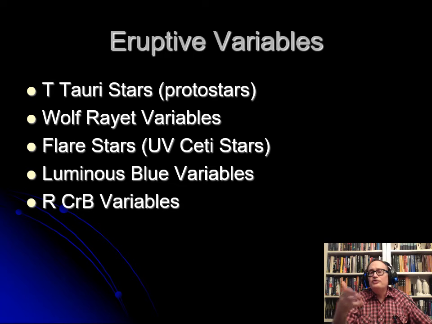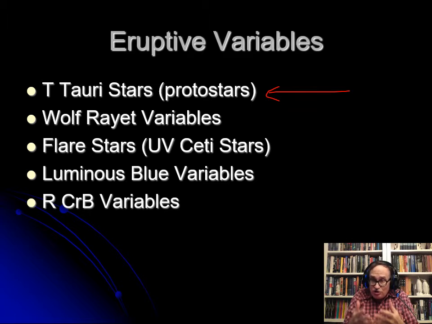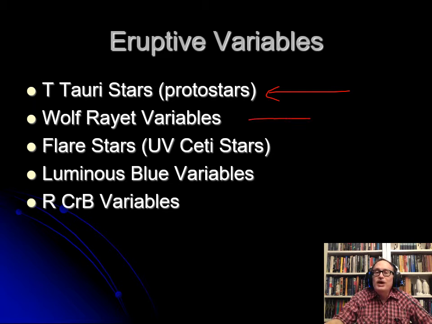One of them is, for example, T-Tauri type stars. These are actually what we call protostars. They're stars still in the process of forming. They're still coming together to form the star, and so that star is magnetically active. It's unstable. It's still getting itself together, and so they get brighter and dimmer, and so they're going to be variable stars.